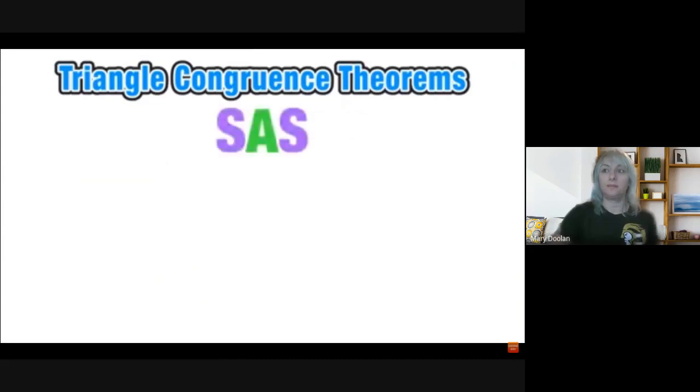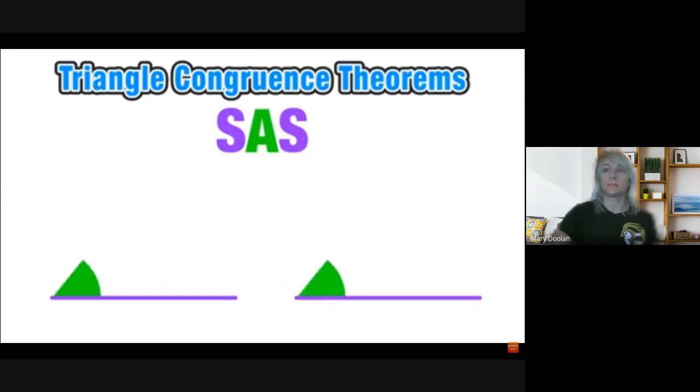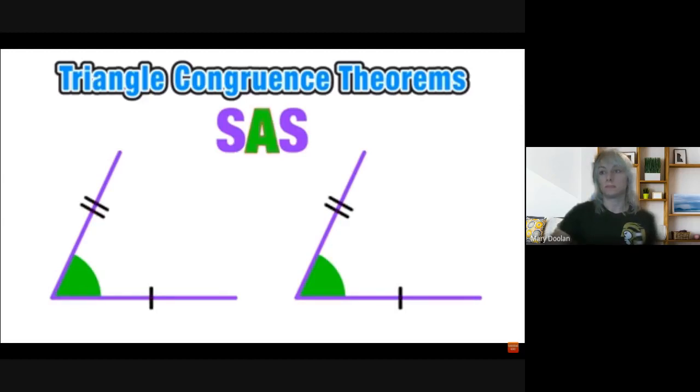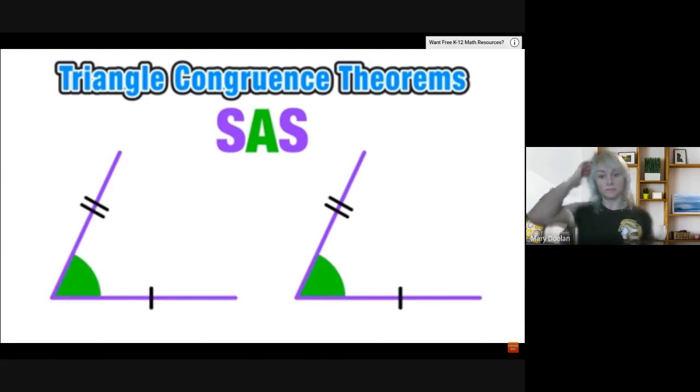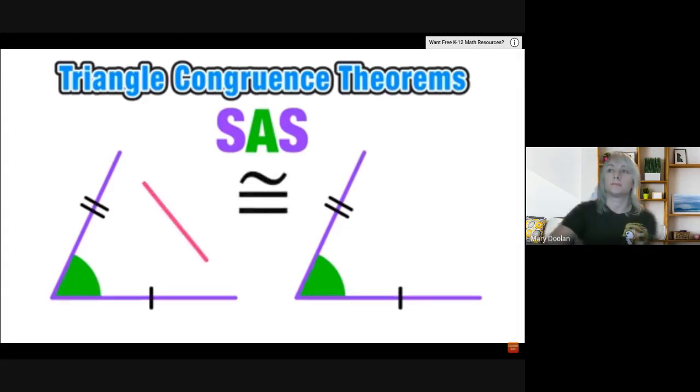Our next theorem is side-angle-side. Now for this triangle congruence theorem, we start with a pair of corresponding congruent sides in two triangles. We also have a pair of corresponding angles that are congruent and another set of corresponding sides that are congruent. Now see that the letter A is in between the two S's in the name of the theorem? This corresponds with that congruent angle being in between the two congruent sides. Now, when this is the case, we have enough information to say that the two triangles are congruent by using the side-angle-side theorem.